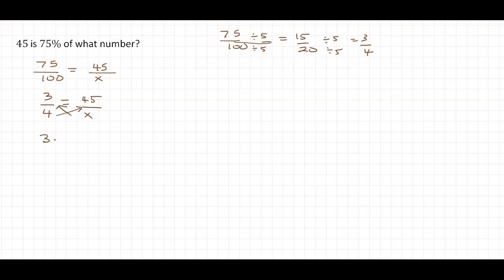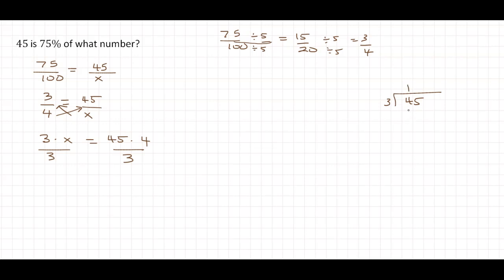So we have 3 multiplied by x equal to 45 multiplied by 4. Now we divide both sides by 3, and then we have 45 divided by 3. 45 divided by 3, we have 4 divided by 3, we have 1.